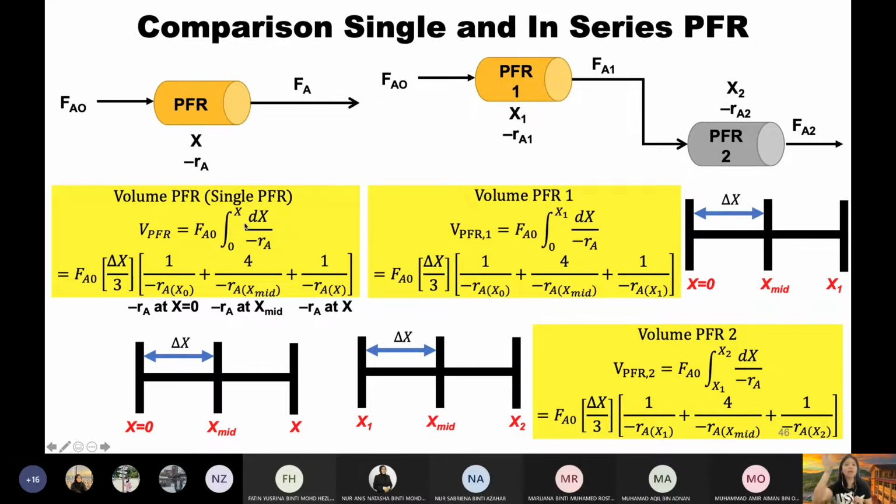So 0 to X dX per minus RA. As I told you kan, integral equation ni, we found that it's equal to the area under the curve of the Levenspiel plot. Hence, the integral part is then elucidated in the form of Simpson one-third rule. Kita guna formula Simpson one-third rule untuk mencari yang luas di bawah graf, which is equivalent to the integral part of the equation. So, it becomes FA0 in bracket delta X per 3.